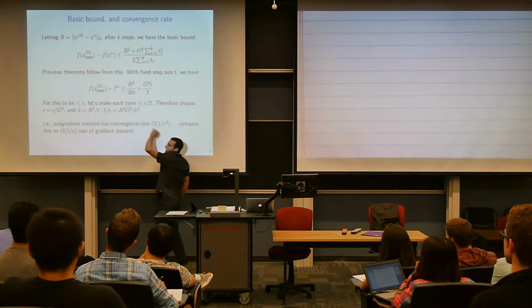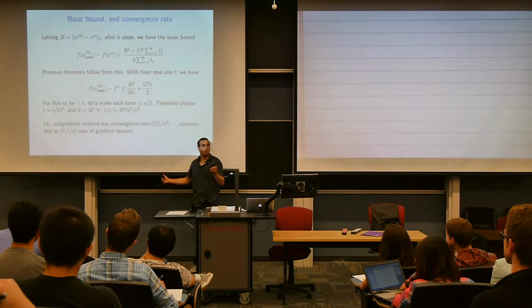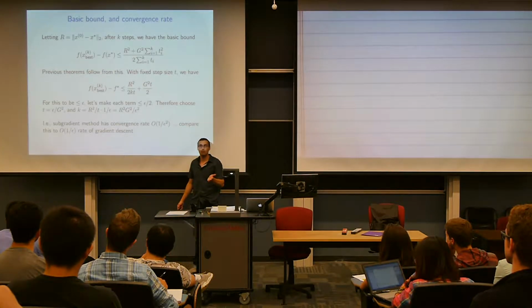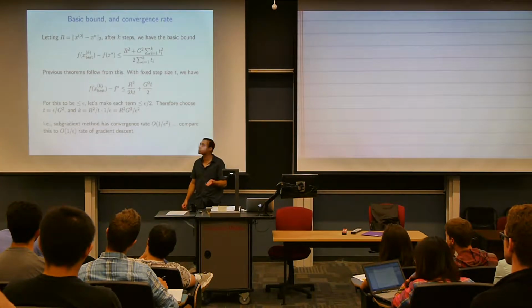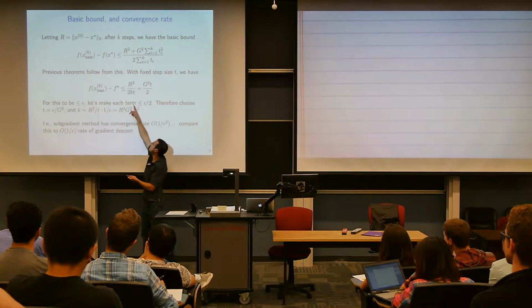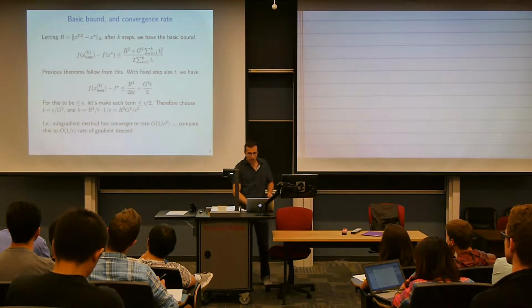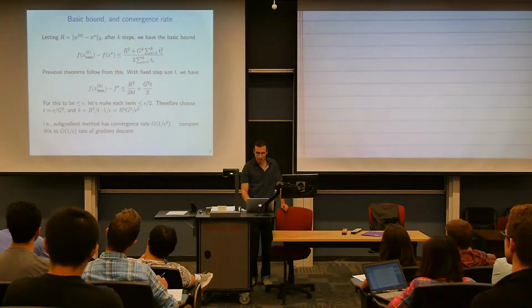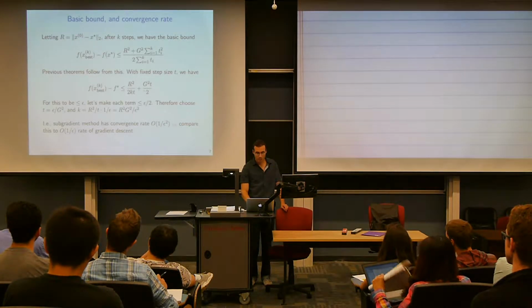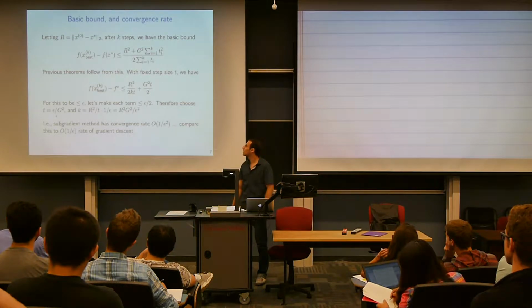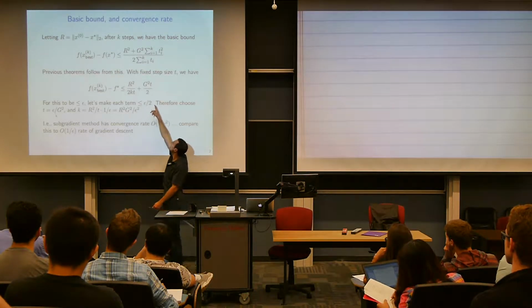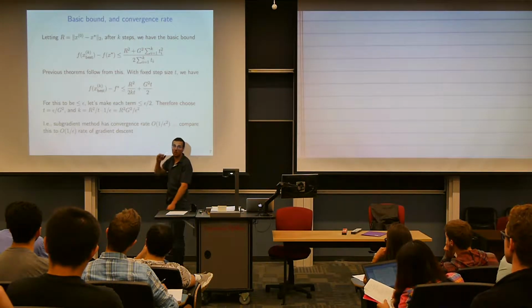So that's my bound. Let's just try making each term at most epsilon over 2 and see what that gets for us. So make that less than or equal to epsilon over 2, and that less than or equal to epsilon over 2. So that tells us what I have to do for t, right? Make this less than or equal to epsilon over 2. It tells me that t has to be equal to epsilon over g squared. I just get that from setting this equal to epsilon over 2.